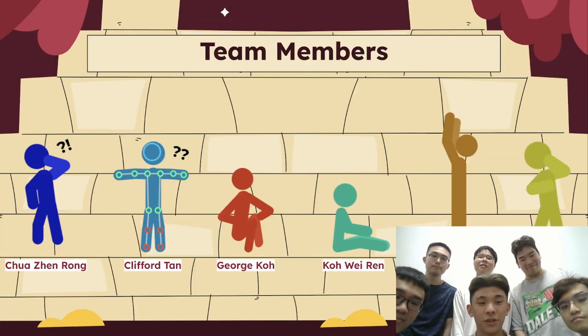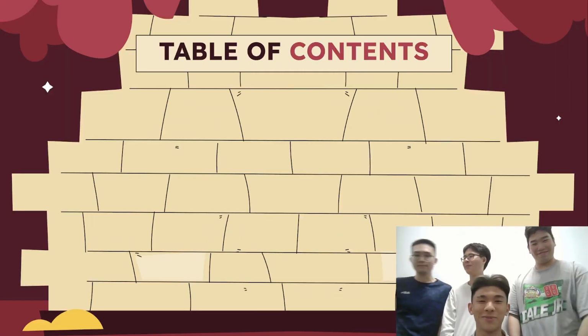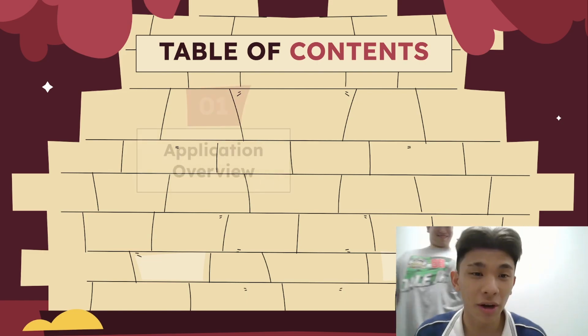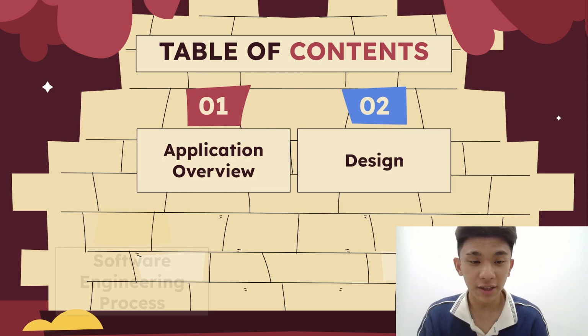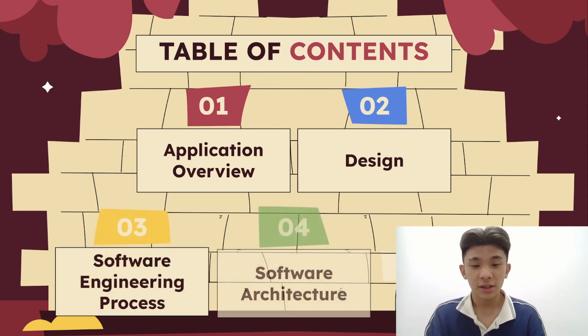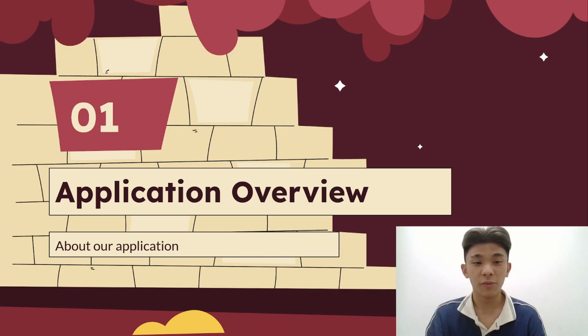Hello Professor, we are Team 15 and this is for our Project 1. The team consists of Zhen Rong, myself Clifford, George, Wei Ren, Solomon and Stephen. Okay, thank you guys. So today we'll be sharing about the application overview, the application design, the software engineering process, the software architecture and lastly the conclusion. So I'll start off with talking about the application overview.